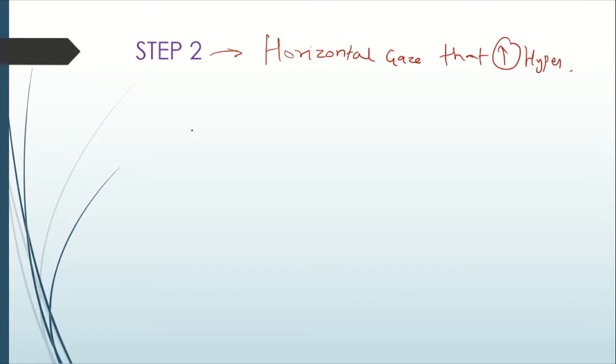Step 2 is you are going to talk about the horizontal gaze that increases the hypertropia. Now in my patient, if this is the eye, this is the hypertropia, I have said that the hypertropia increases with the left horizontal gaze. So in that case my left eye is abducting, whereas my right eye is adducting.